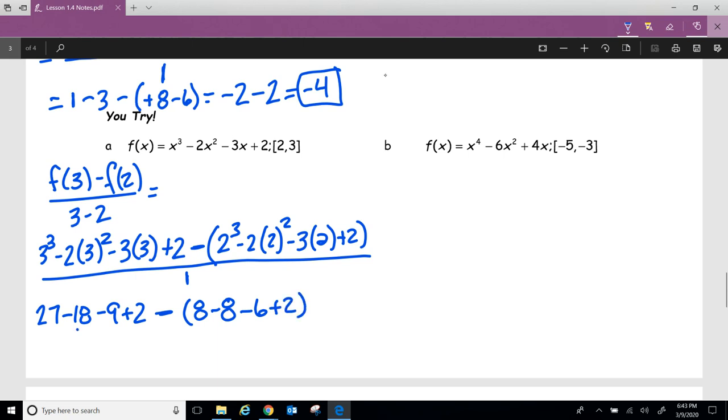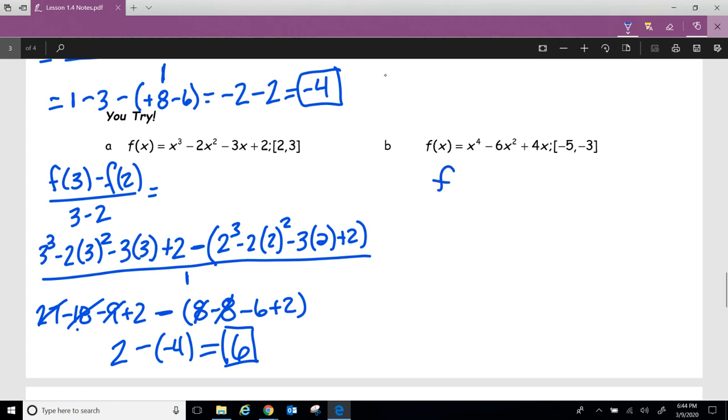27 minus 18 minus 9, they cancel out, and I'm just left with 2. And then minus, over here, 8 minus 8 is 0. Negative 6 plus 2 is negative 4. So I've got 2 minus a negative 4. That's 2 plus 4, which is 6. How'd you do? All right, let's try again with B.